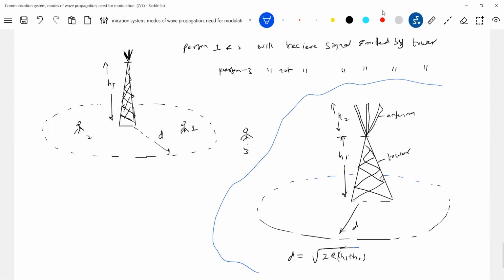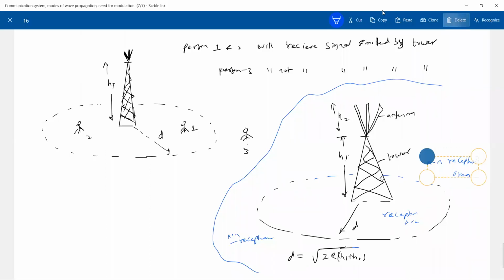Any person within this circle of radius D is going to receive the signal. So this is the reception area. This is the non-reception area, where we don't receive signals. It surrounds this, so you have to be in that circle. That's what it is telling.